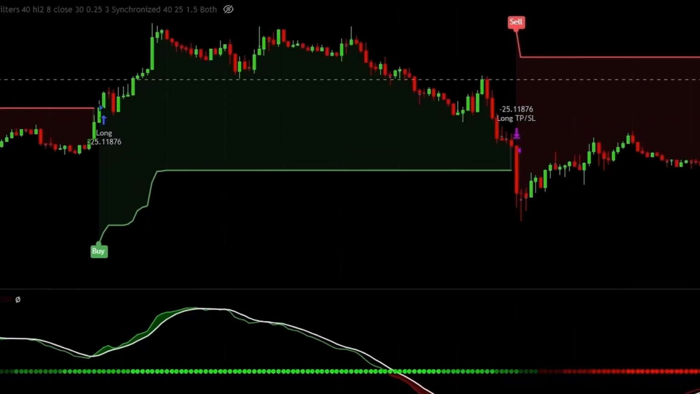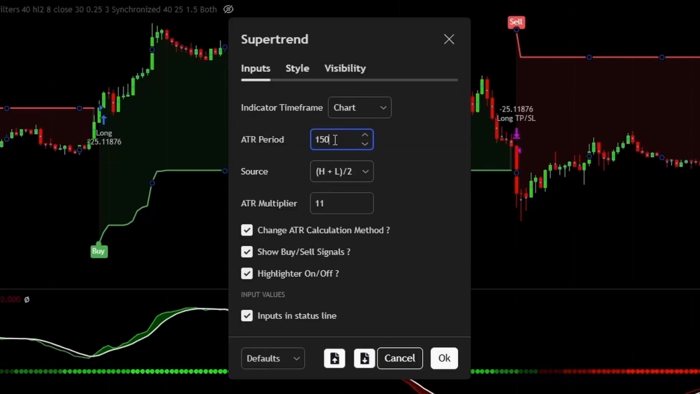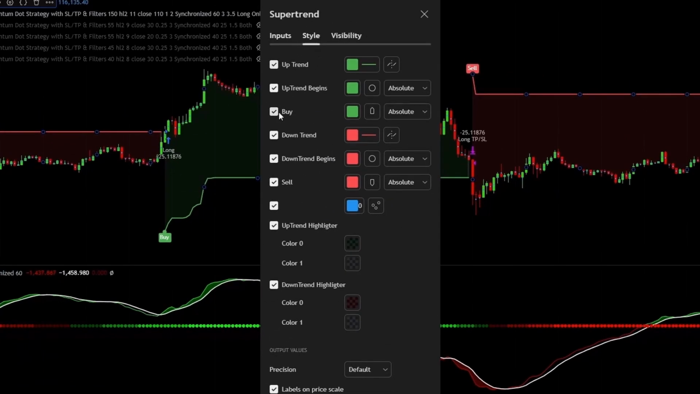Now we got the indicators needed on the chart, but we need to change some settings. First open up our trend filter, the Supertrend indicator. Set its ATR period to 150, the source to HL2 and the ATR multiplier to 11. You can go over to the styles tab and remove the buy and sell signals, because we are not using the Supertrend as an entry signal indicator. We just want to see its red and green lines.